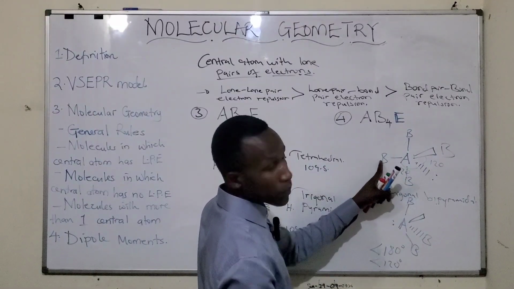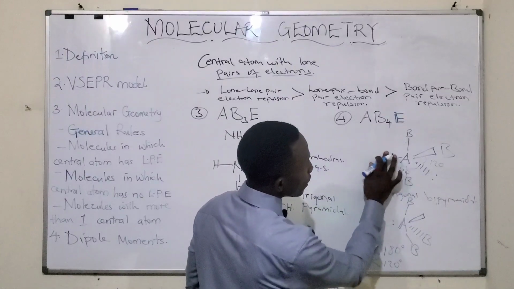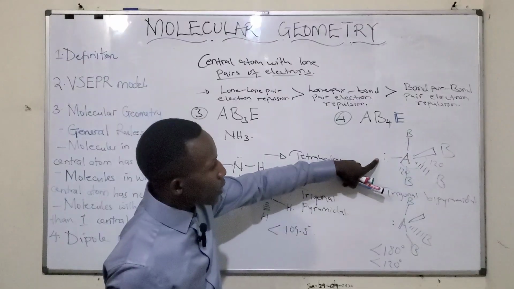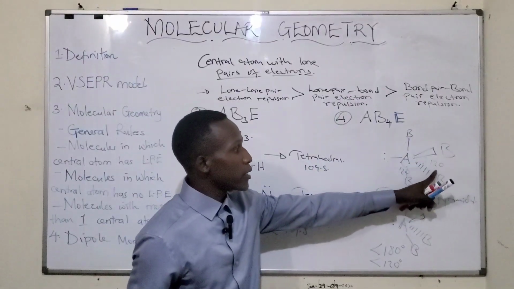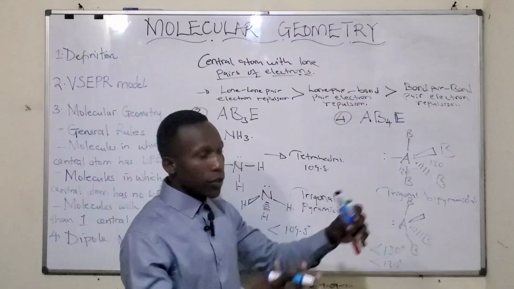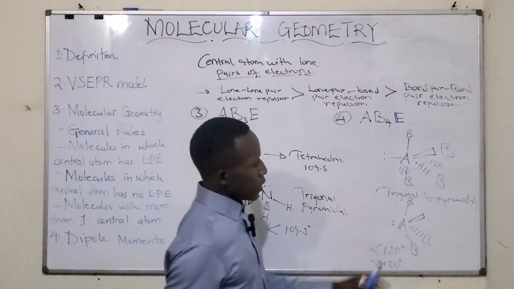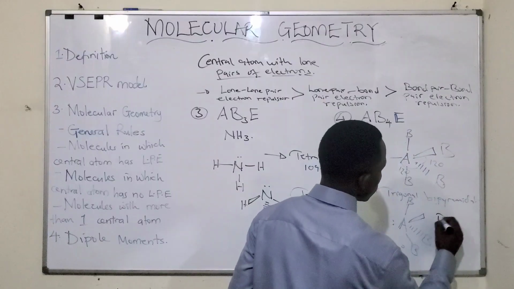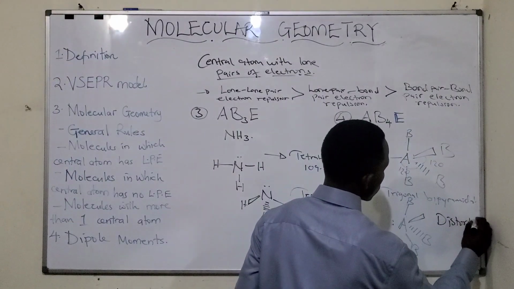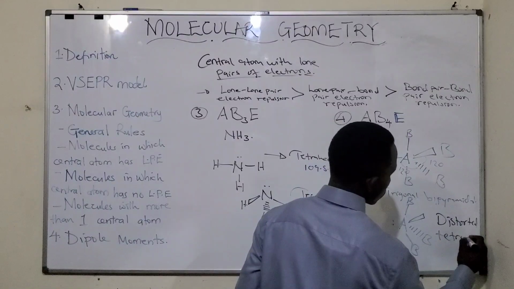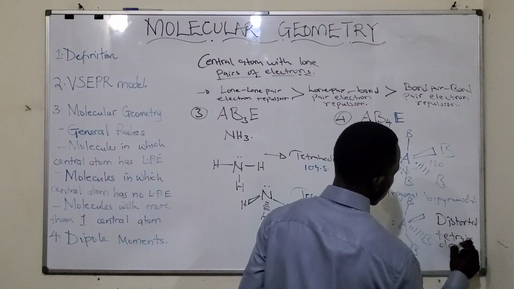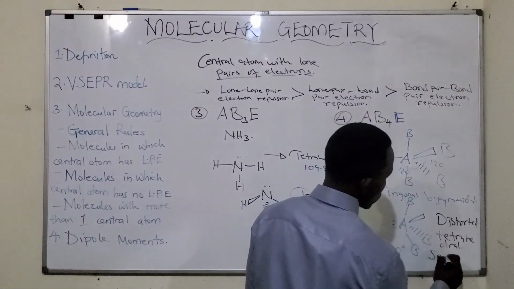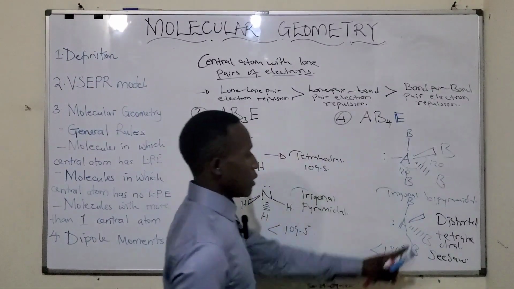It's like this is the lone pair, this is the B. So this one reduces again, and these ones they also reduce because of the repulsion. This structure is known as the distorted tetrahedral. It's like tetrahedral but distorted, or sometimes called the seesaw, as you can see.